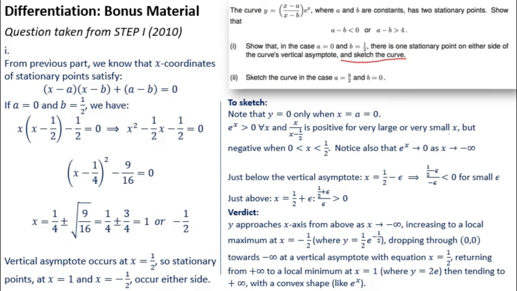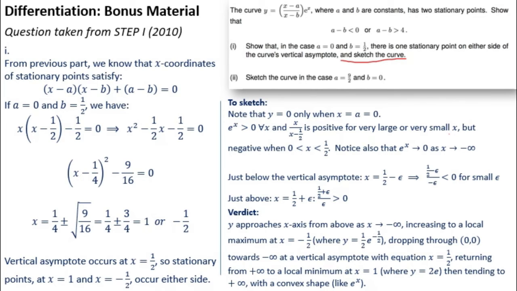The vertical asymptote has equation x equals a half. And then it returns from positive infinity on the other side of that discontinuity, the vertical asymptote, and it comes down to a local minimum at the point 1, 2e. And finally, it tends to positive infinity as x gets bigger and bigger. Our function is also going to get bigger and bigger. And it will end up looking more and more like the graph of e to the x. It'll be a convex graph, increasing at an increasing rate.